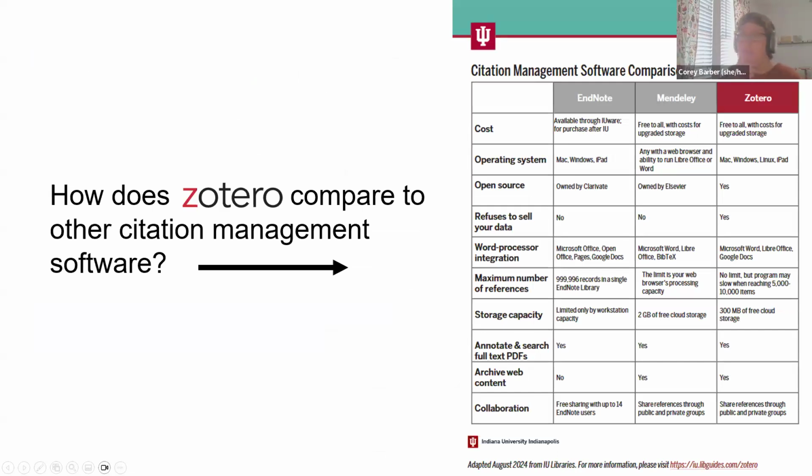So here's a comparison chart to some other citation management tools that exist. You may have heard of these. The three big ones are EndNote, which is a Microsoft product, Mendeley, and then Zotero. I personally have not used either EndNote or Mendeley. EndNote is something that you do have to have a Microsoft account to utilize, so that one is not free. Mendeley is free, but it does cost to have additional storage.